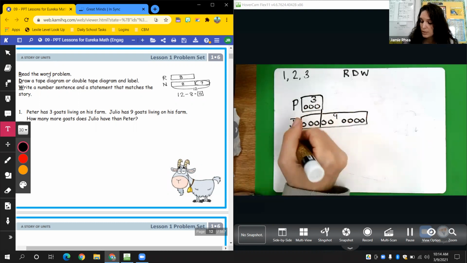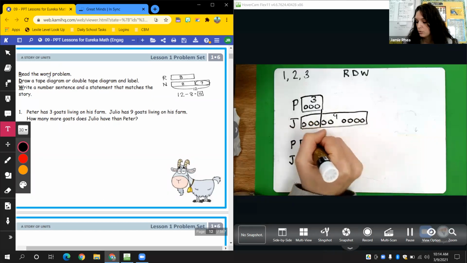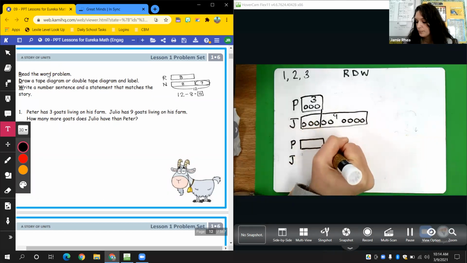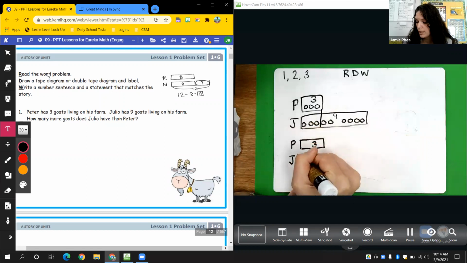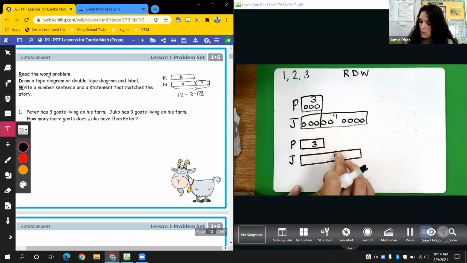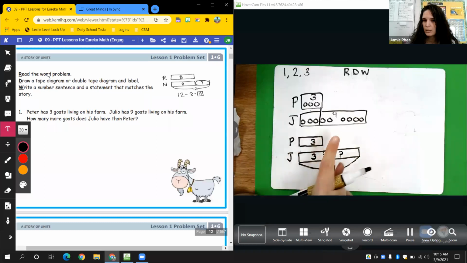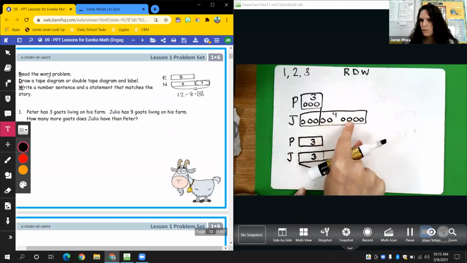Okay, now I'm going to come down here and draw it just like Miss Curry did, without the picture. So Peter had 3. But Julio had 9. Because my total is 9. So I'm going to do 3 right here. Question is, how many more did he have? So now I can look and see 1, 2, 3, 4, 5, 6.